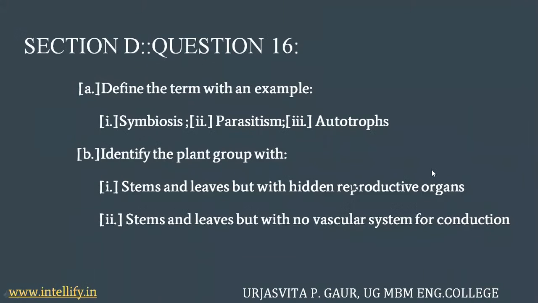So the first question says, now I want you to understand the approach to this question. We're going to divide each question into two parts. The first part is to define the terms symbiosis, parasitism, and autotrophs with an example. And then the second part, we're going to be identifying the plant group with stems and leaves but with hidden reproductive organs, and stems and leaves but with no vascular systems for conduction.